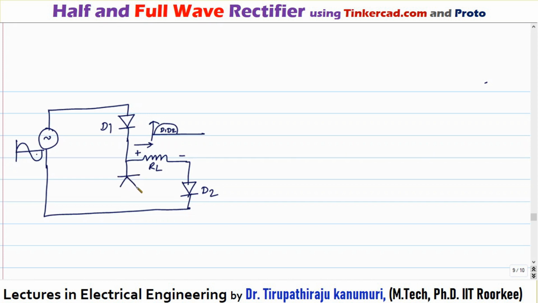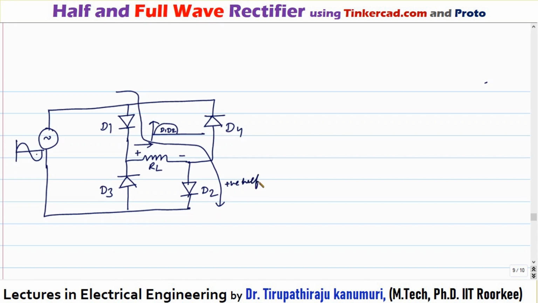So how can I make it conduct? I want some diode which will be forward biased. So I am connecting here this diode, D3, and here I am providing the return path, because the current should return back. So this one I have connected here, D3 and D4. Now during the positive half cycle, the current will pass like this. So it is coming here. This is during the positive half cycle, so the output voltage is coming.